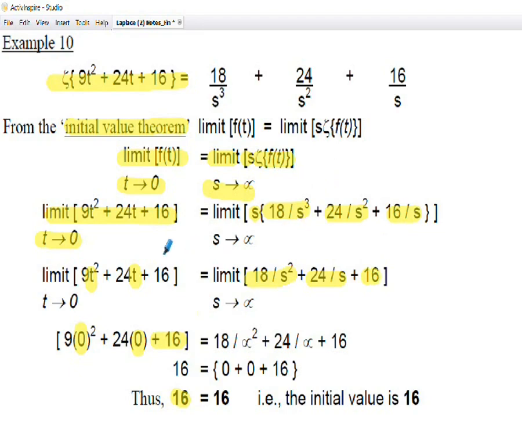If I put my limit in of s tending to this really large number, I've got 18 divided by a really large number, so that tends to 0. I've got 24 divided by a really large number, again tending to 0, so that leaves me with 16 on the right hand side. So the right hand side shows 16 as well. So the initial value for our system is given as 16.